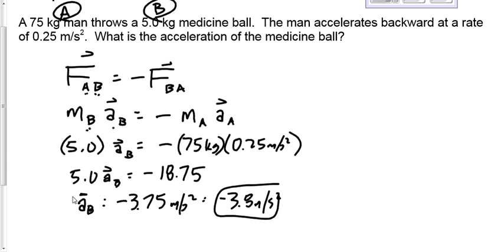It was negative. What does that mean? The forces are equal and opposite. That's why I put a negative in front of the F. But why did we end up getting a negative in front of the 3.8? It's going the opposite direction, right? If the man goes forward, the ball goes backward. Now, if we had defined it the other way and the man's acceleration was negative, then the ball's acceleration would have worked out to be positive, as it should, right? Opposite to the man.